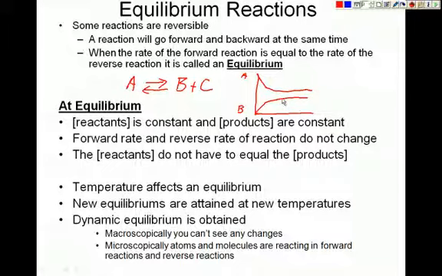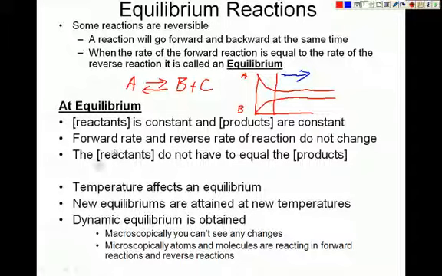And what we see here is that the concentration of the reactants, or the concentration of A, becomes constant, becomes a flat line, and the concentration of B also becomes a flat line. So what we would say is, this here is at equilibrium. This is not at equilibrium. So the reactants are constant and the products are constant. And also the forward rate and the reverse rate of the reactions do not change. Or in other words, the forward rate and the reverse rate are equal.